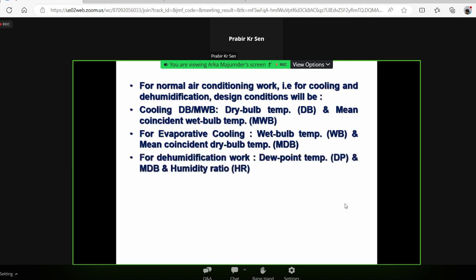For dehumidification work, ASHRAE has also given another set of data where they have given dew point and mean coincident dry bulb and humidity ratio. So those we have to consider. For dehumidification work, we are not going to discuss that in detail in this lecture.